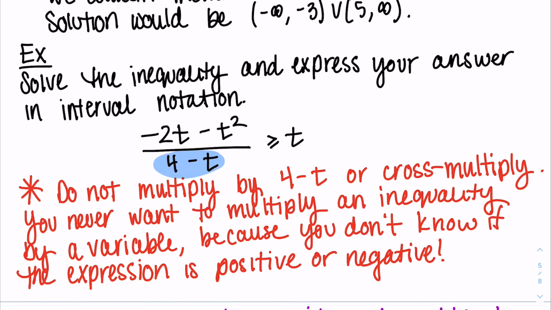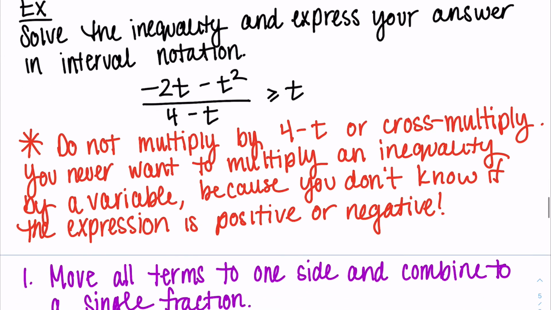Don't cross multiply. I don't know if this is positive or if it's negative. T is varying. If t is 0, 4 minus t is positive, so multiplying by 4 wouldn't be a big deal. But if t is 5, the bottom's going to be -1, you'd have to switch your signs. So never, ever, ever multiply an inequality by a variable.